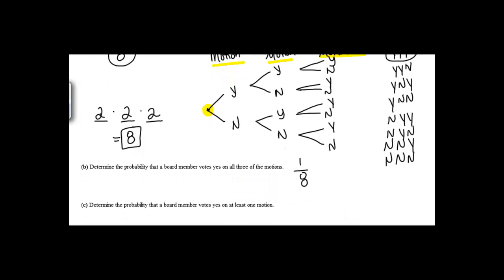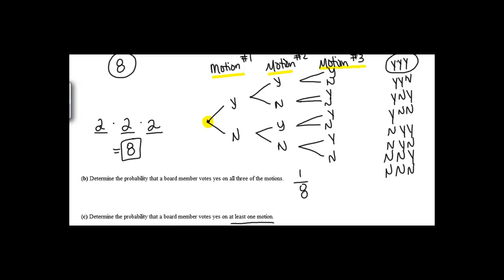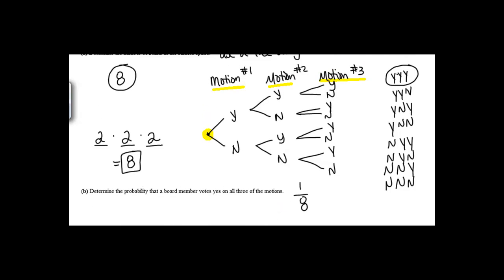And then secondly, determine the probability that the board member votes yes on at least 1 motion. So if we go through and mark how many different outcomes that applies to, each one of these had at least 1 yes except for the last one. So 1, 2, 3, 4, 5, 6, 7 out of the total of 8 would be the probability that a board member votes yes on at least 1 motion.